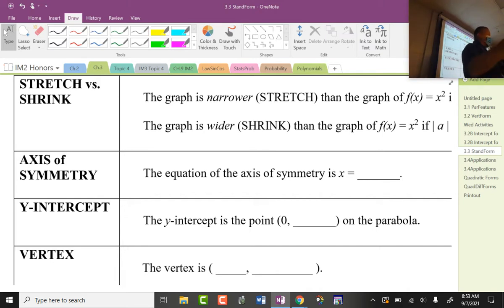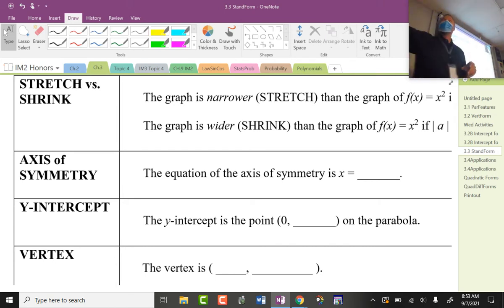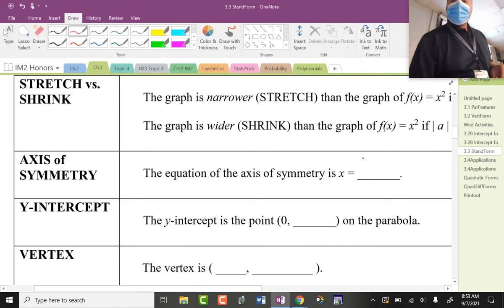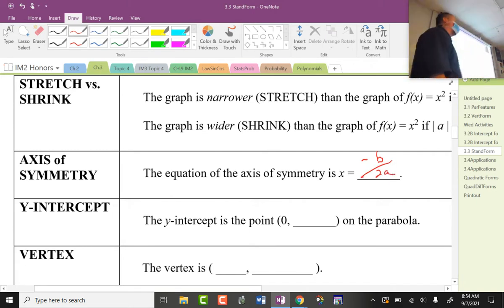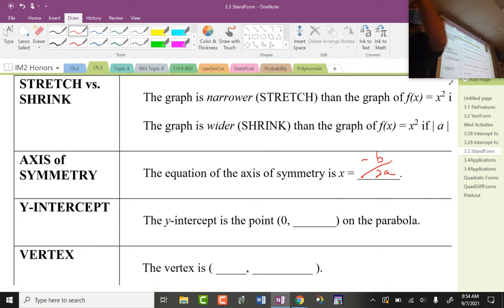I don't have a way of deriving this for you to make you understand where this comes from. So here it comes. When you're dealing with standard form, the axis of symmetry is the opposite of B over 2A. It's a formula. And only when you're in standard form, when you have ax squared plus bx plus c, shall this be used.